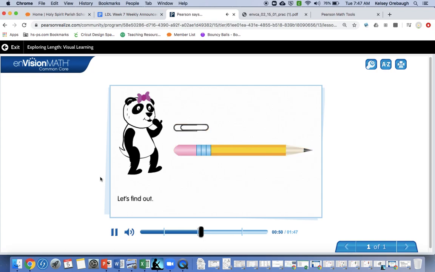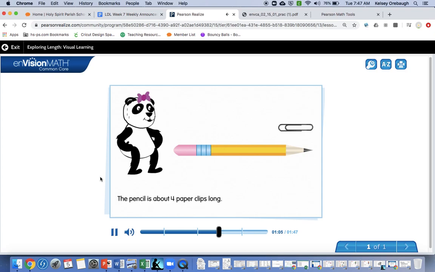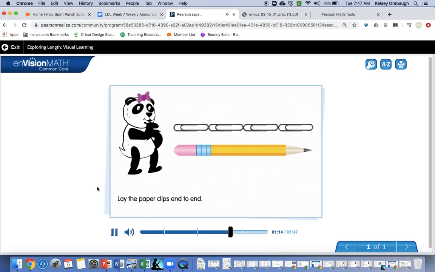Let's find out. You can use one paper clip to measure. Move the paper clip. Add 1 each time. The pencil is about 4 paper clips long. You can use more than one paper clip to measure. Lay the paper clips end to end. Then count how many. 1, 2, 3, 4.